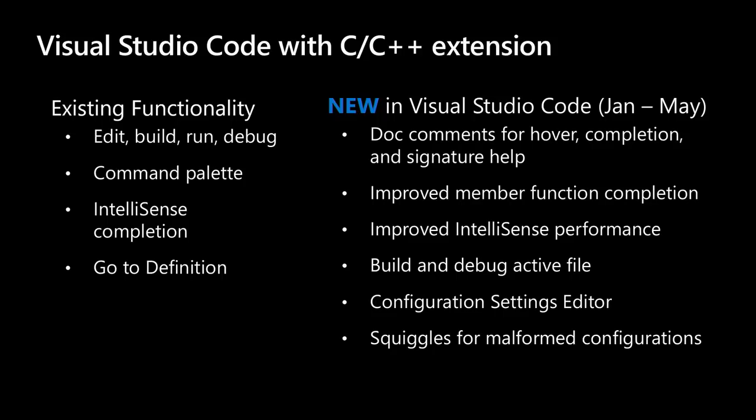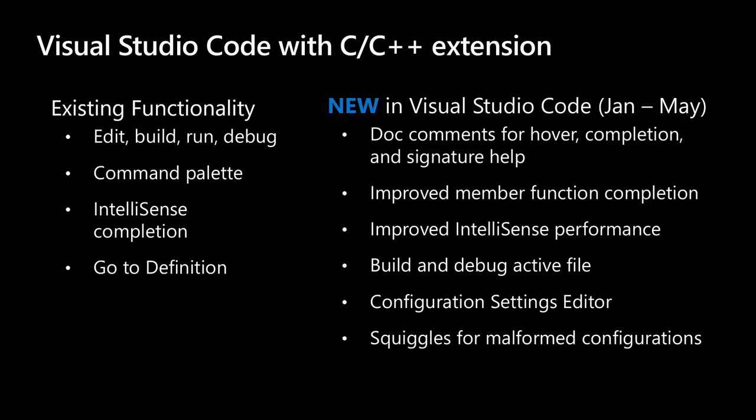So just looking at January to May, you can see new functionality in Visual Studio Code. It does have a different release cadence than Visual Studio. I can see I had doc comments for not just hovering, but also for completion and signature help. Improved member function completion. IntelliSense performance has been worked on as well. There's the build and debug active file feature I showed you.